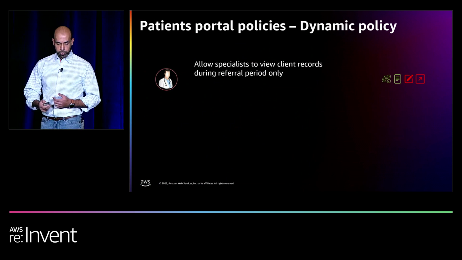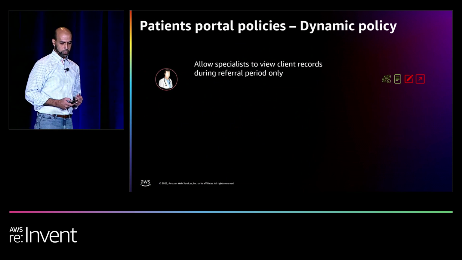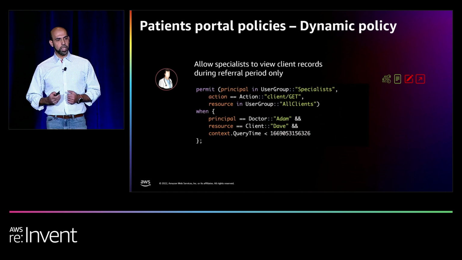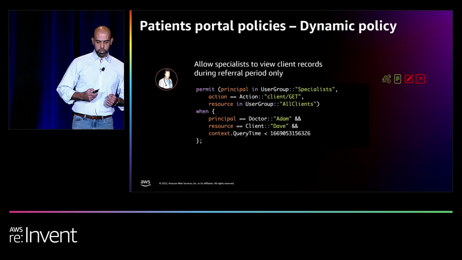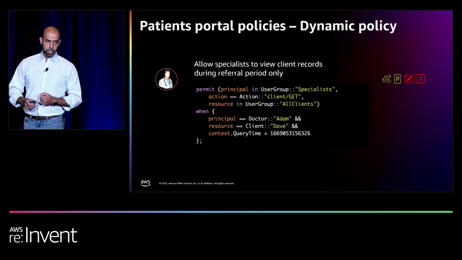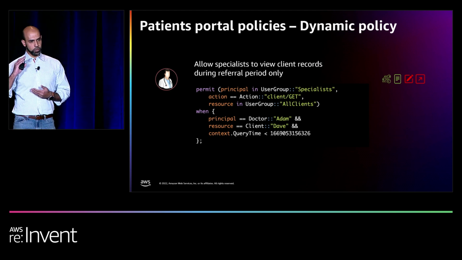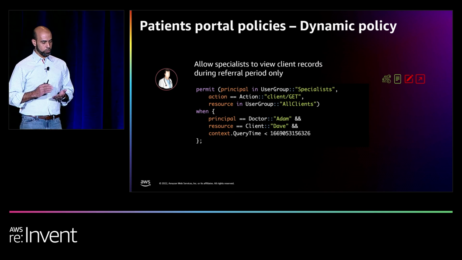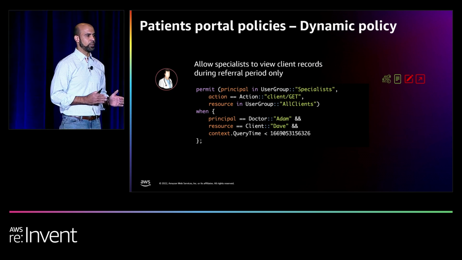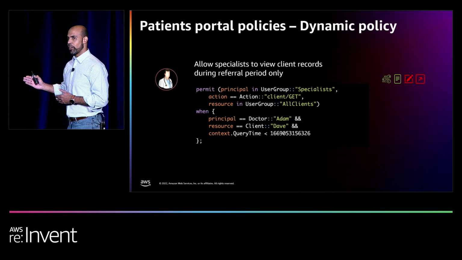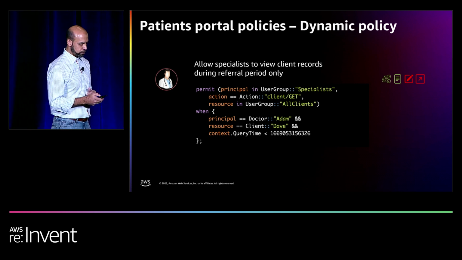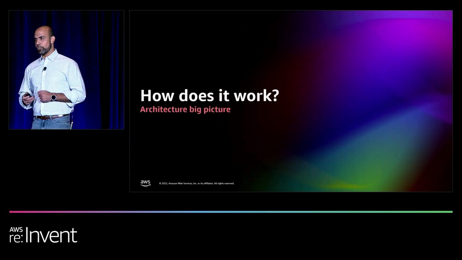We have a rule that says allow specialists to view client records during referral period only. So this is a time-bound, and it's dynamic. We can do this with a dynamic policy that my application creates in the policy store that says permit principal that is also a specialist to take an action client get on all clients when, and then you become very specific with the policies. This applies to a specific principal, who's Dr. Adam, a specific resource, who's client Dave, and only within this timestamp, only as long as the query time is before this timestamp. You can use the same scenario for many use cases like delegation, elevated access, sharing data between resources, and so on.